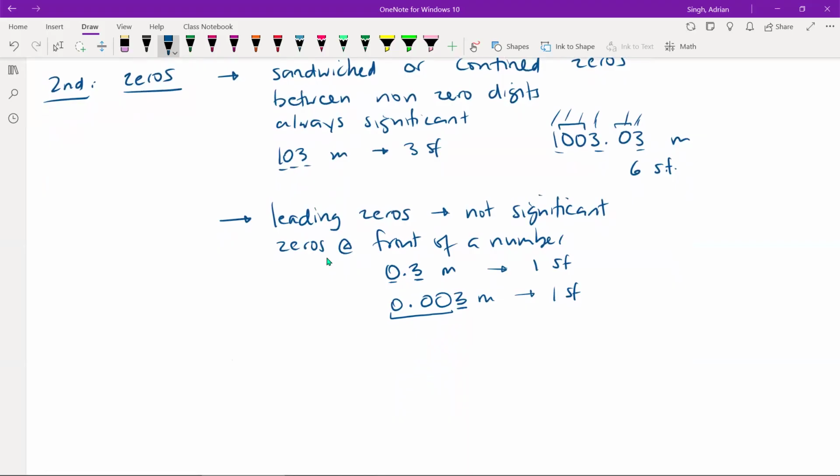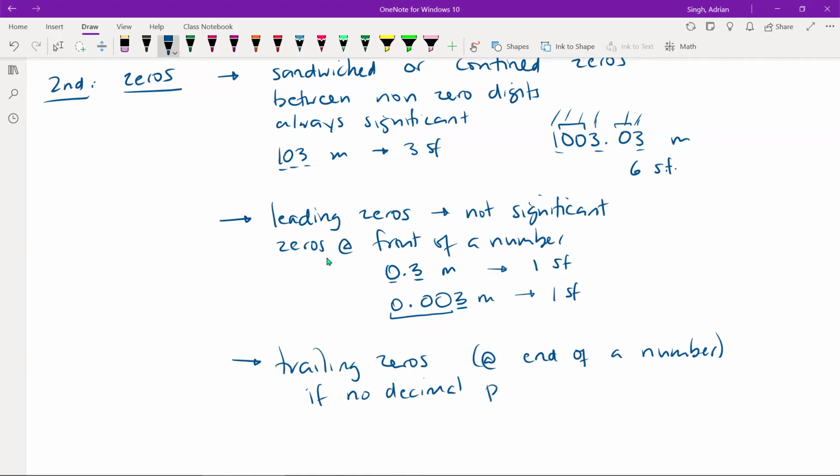Okay, so the next one is going to be our trailing zeros. So these are zeros at the end of a number. And there are two scenarios that we're going to encounter, if that number has a decimal point or if the number doesn't have a decimal point. Okay, so if there's no decimal point in the number, the rule that we're going to follow is those zeros are not significant.